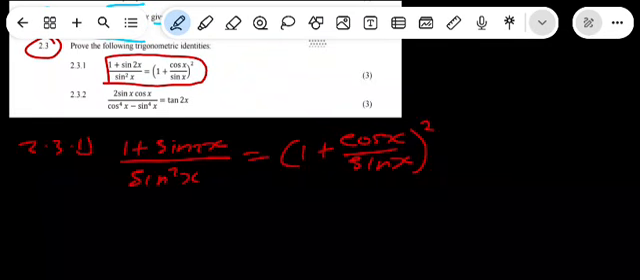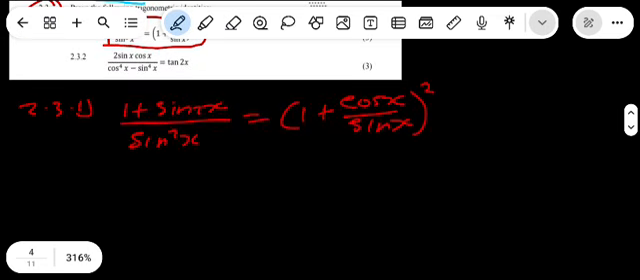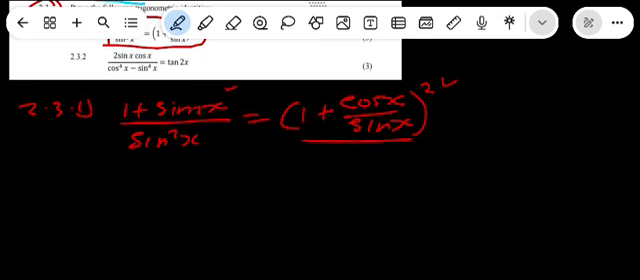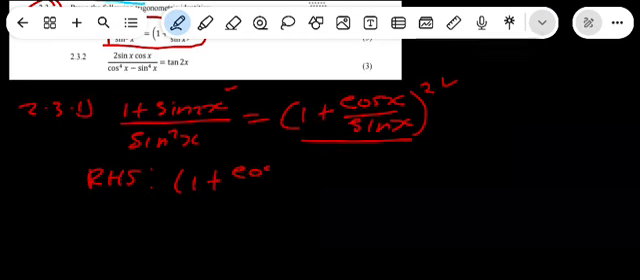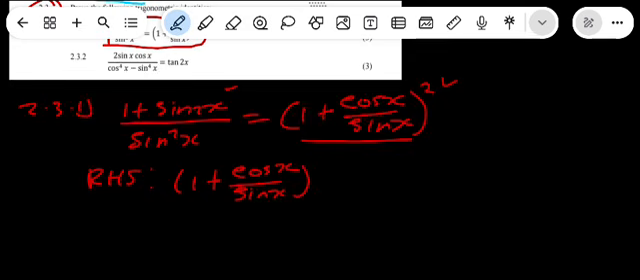So if you prove an identity, you choose a side. As you can see, guys, here we can choose. Let me choose the right hand side for argument's sake. I'm telling the examiner, the right hand side we have 1 plus cos x divided by sine x, squared, like that.